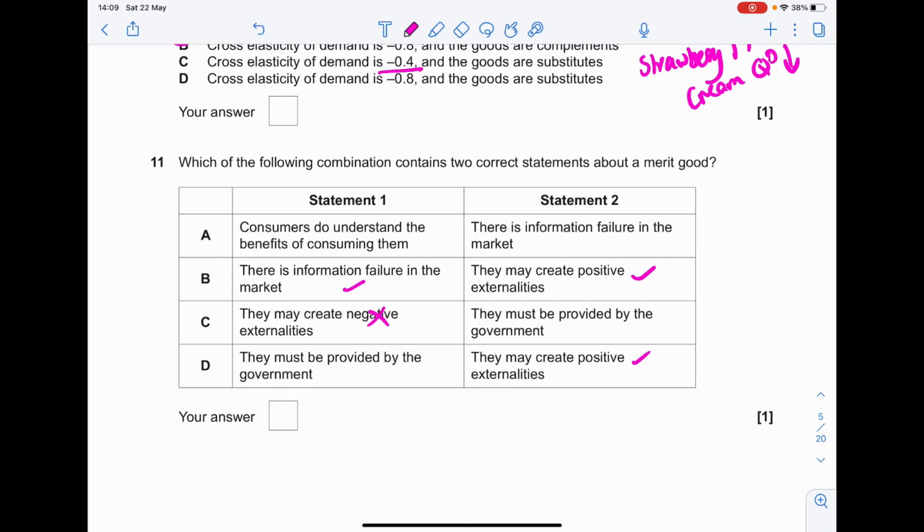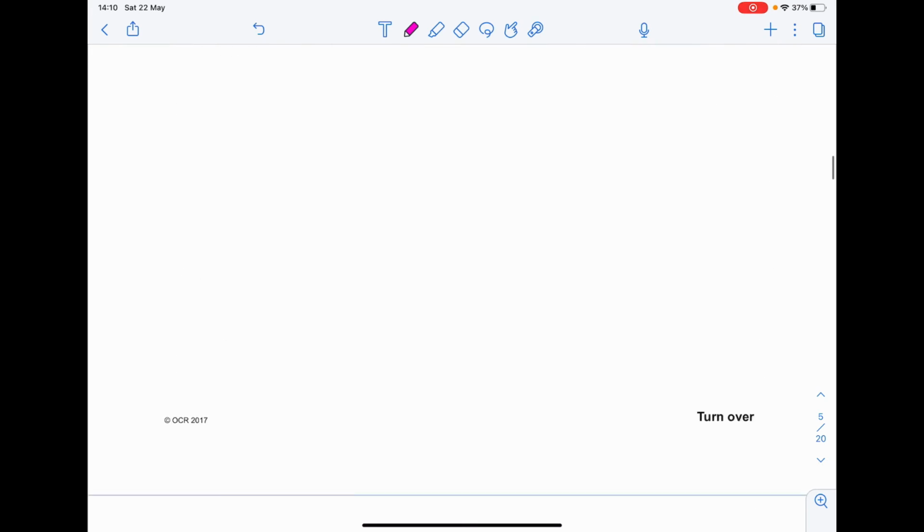Right, so we've got information failure in the market for a couple of them. There is information failure because consumers don't fully understand the benefits of consuming them. For question 8, it says consumers do not understand the benefit of consuming them. They do understand that there's benefits, but they don't fully understand the benefits. So that one is nearly right, but it's not totally right. And that's why your correct answer is B, because it's about consumers not having all the information. So they half understand, but not fully. So that means it's information failure. So B is your correct answer.